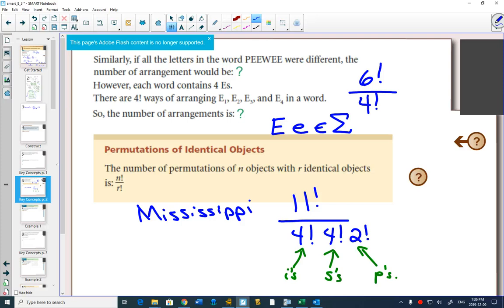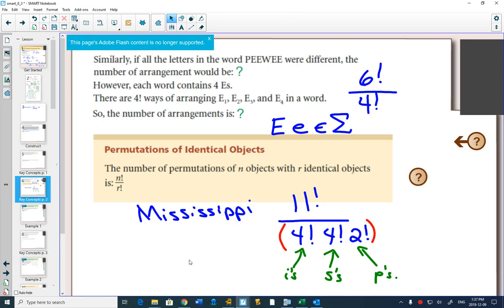Could you divide by 1 factorial for the M? Yes, but it wouldn't do anything because it would just be dividing by another 1. So when you type this into your calculator, it's probably good to use a fraction button, or if you're typing it in all at once, since you have more than one thing in the bottom of your calculator, you would put brackets around that.